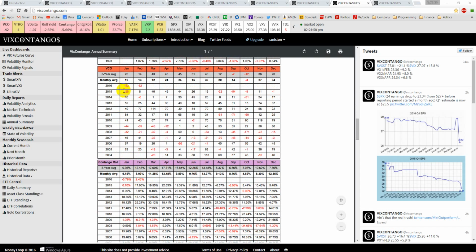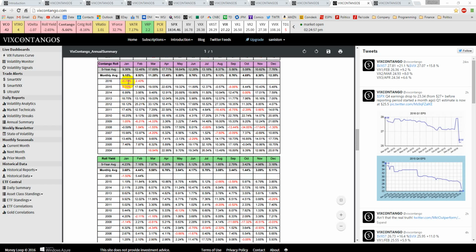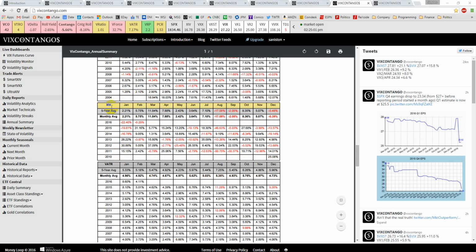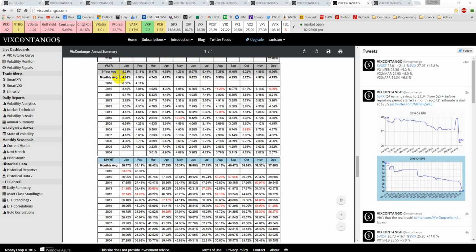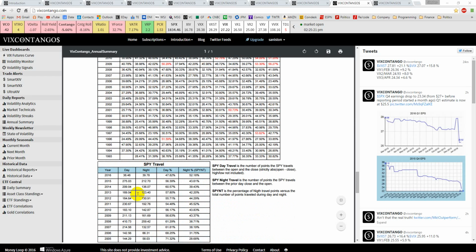We have a table of averages for the VCO back to 2004. We have a table for contango roll again back to 2004, roll yield. We have the returns of the XAV for each month all the way to its inception in 2010. We have a table for the VIX ATR for each month.